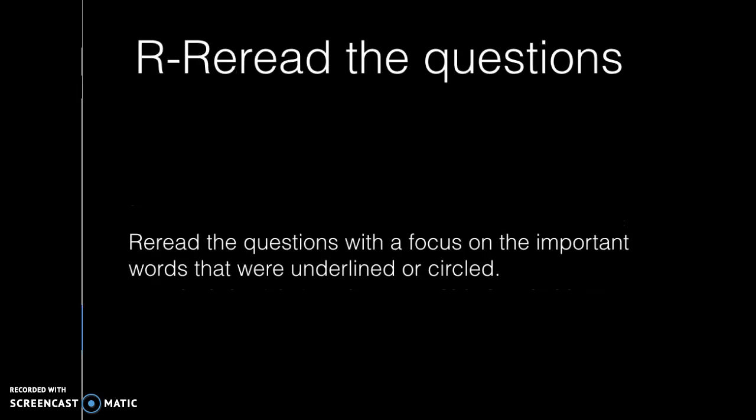R. Reread the questions. Reread the questions with a focus on the important words that were underlined or circled. Again, make sure you understand what you circled and underlined. I usually tell my students, don't rush. Don't rush. Take your time. Again, digest what you just read. Let your mind process. And then think about the next one.